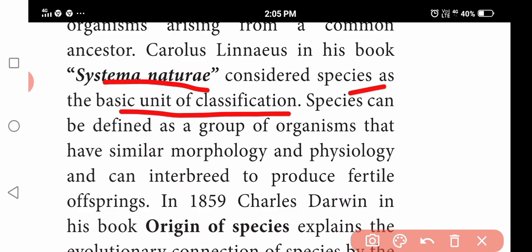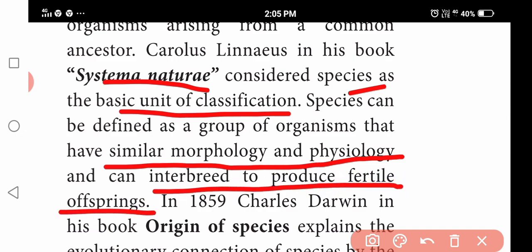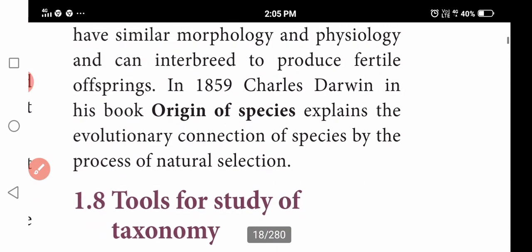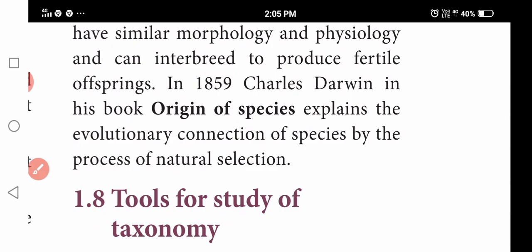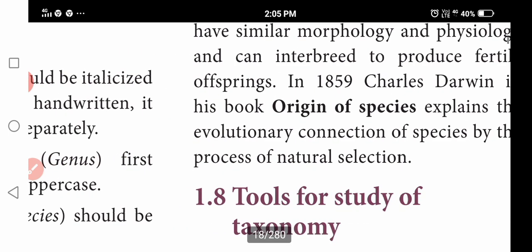He defined species as a group of organisms that are similar morphologically and physiologically and tend to produce fertile offspring. Which ones produce fertile offspring? It is concluded from morphological and physiological characters. So this is the species. In 1859, Charles Darwin in his book explained the evolution of species, which are selected naturally.